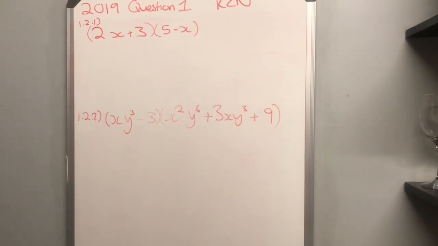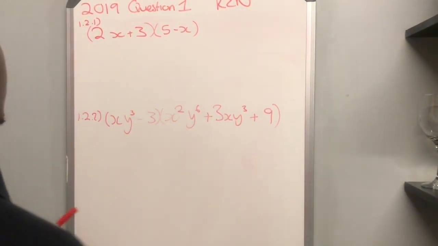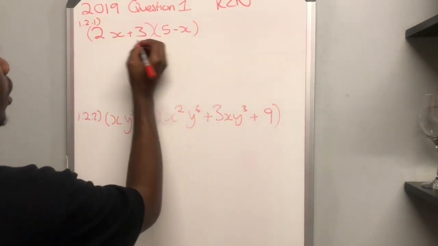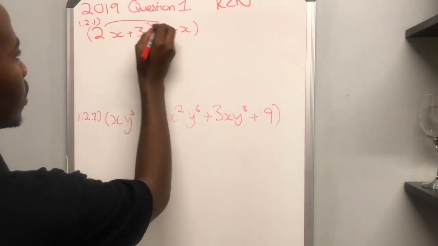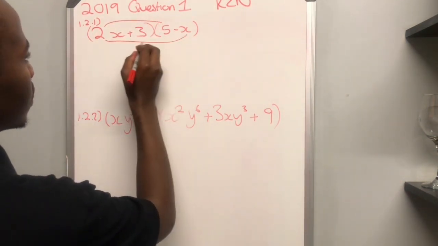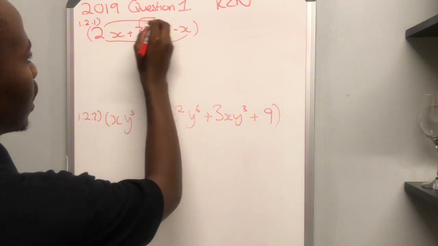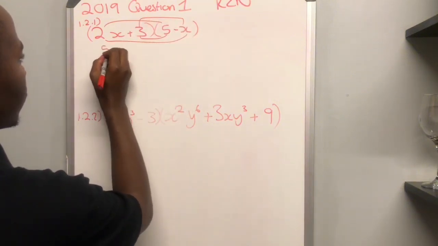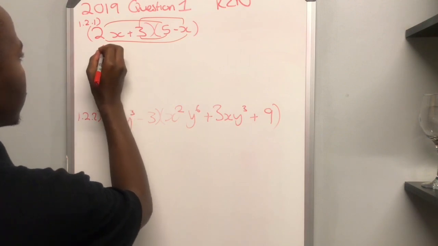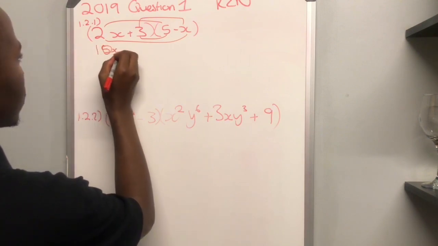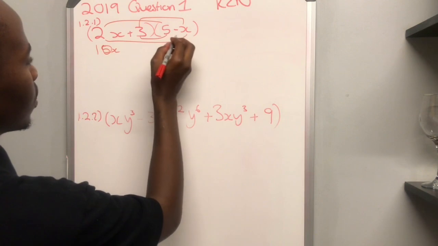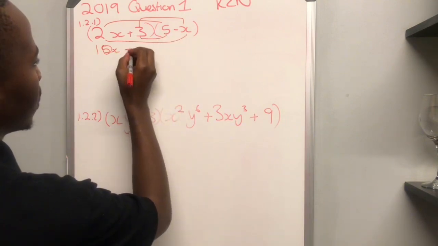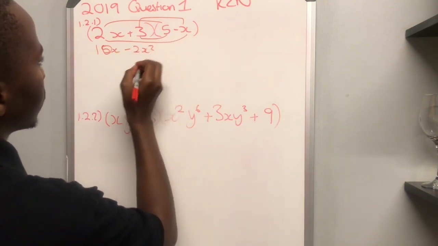Still within question 1, 1.2.1. This is how it goes. So inners and outers. Inners and outers. So you multiply 2 times 5, it's 10x. Then 2x times negative x, negative 2x squared.